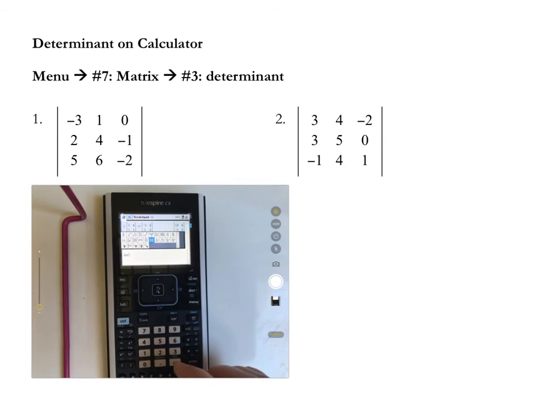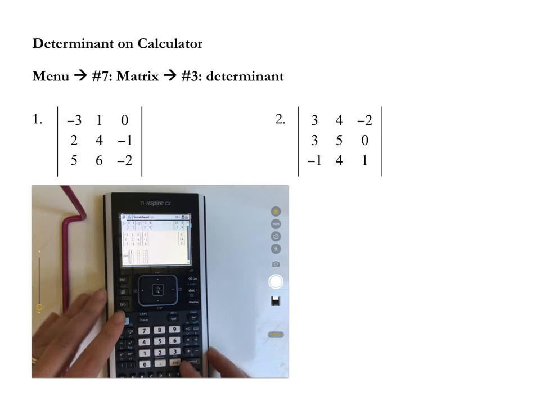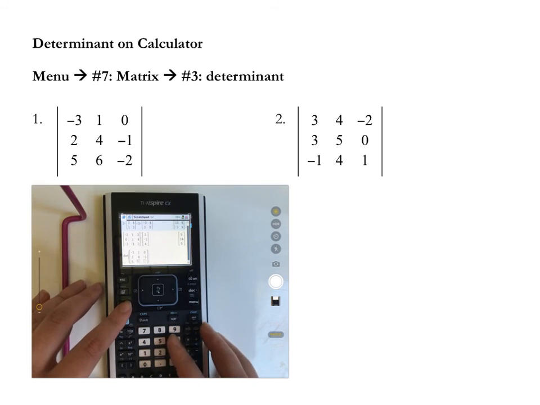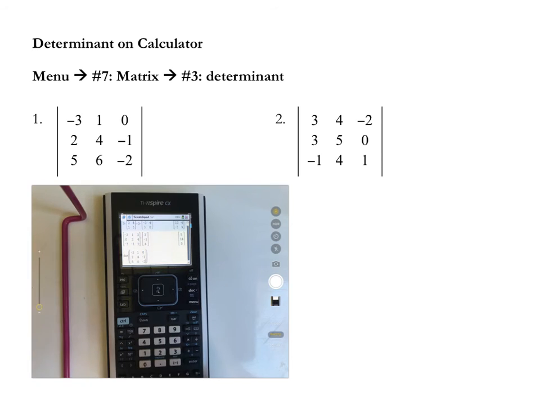So we're going to hit this button next to the 9 again. We want to do a 3 by 3, and we're going to type in the numbers: -3, 1, 0, 2, 4, -1, 5, 6, -2. I do try to double check real quick before I hit enter because the calculator is doing all the work. Just make sure you don't have a number that's wrong. And then you just hit enter, and that's the determinant.